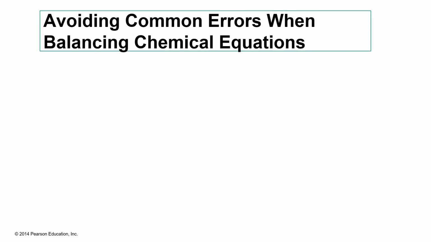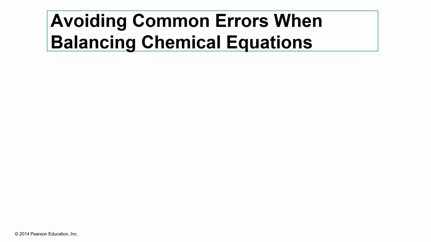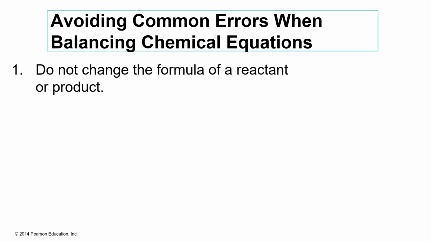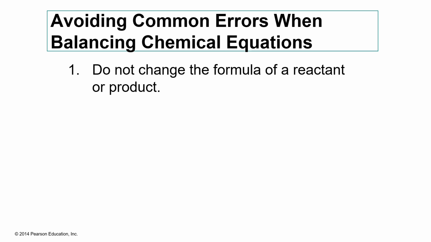Okay, after that practice, let's go ahead and review some things. For example, let's avoid common errors that may happen when we balance chemical equations. One common error: do not change the formula of a reactant or product. That is the objective of the first step.